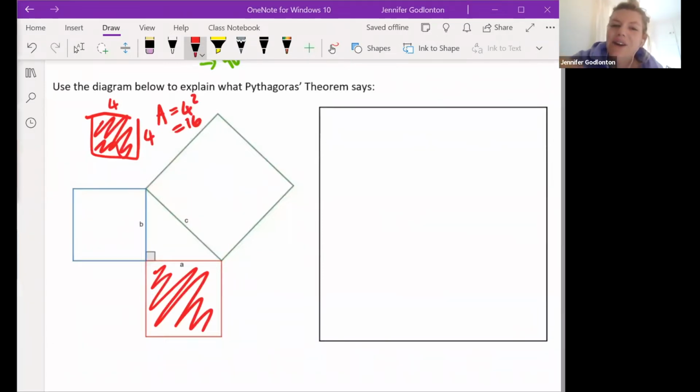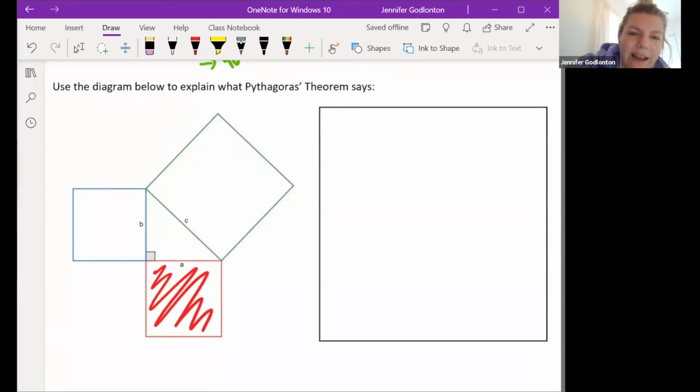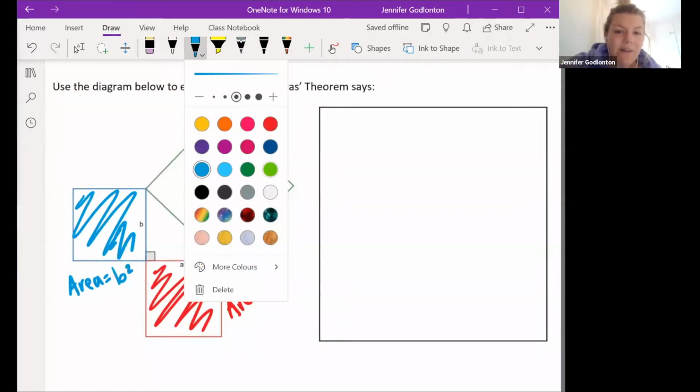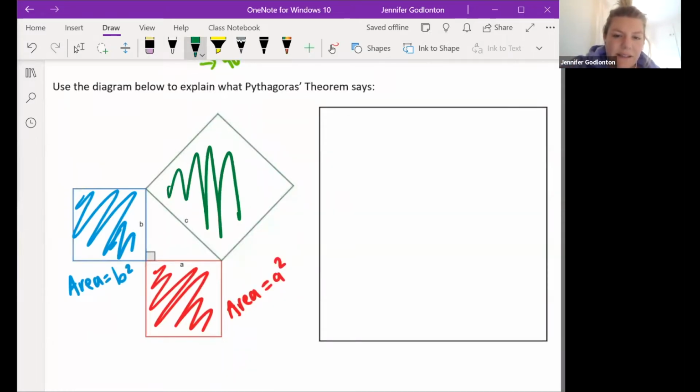Perfect. Okay. So if I'm wanting to find the area of this red square down here, and I know that my one side is A, then the area of my red square is going to be A squared. Okay. And if I wanted to find the area of this blue square over here, then my area would be B squared. And if I wanted to find the area of this green square over here, then this would be C squared. And then just keep this the same.